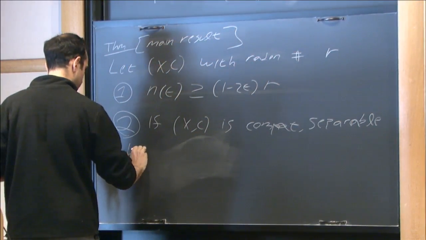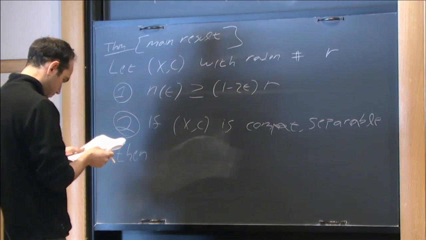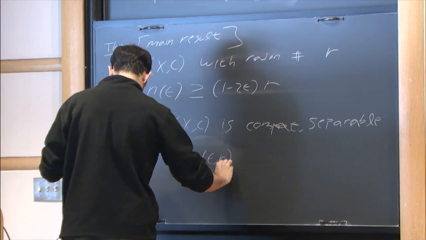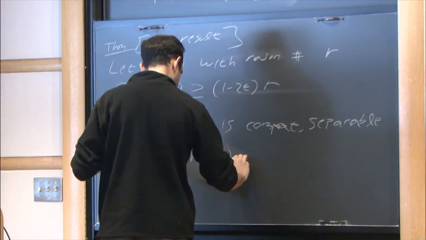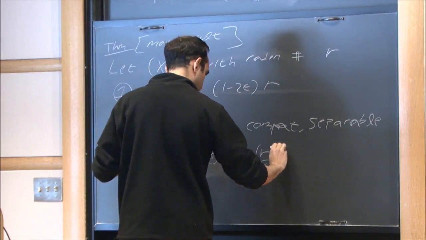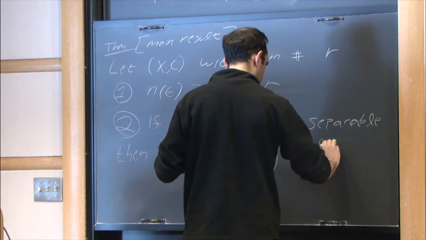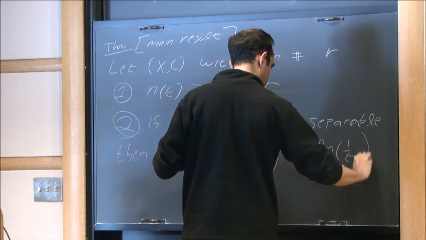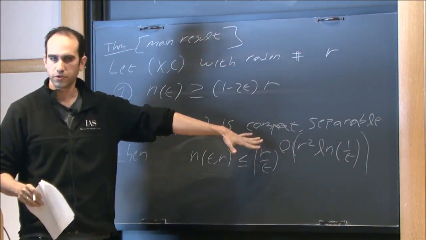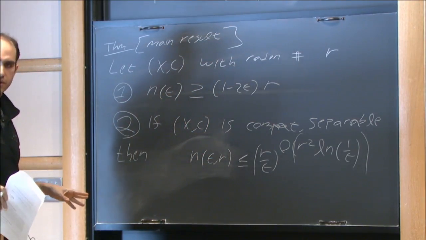then n of epsilon, R is at most R over epsilon to the order of R squared ln 1 over epsilon. So this is just a function of R and epsilon. Don't waste your energy on understanding it.